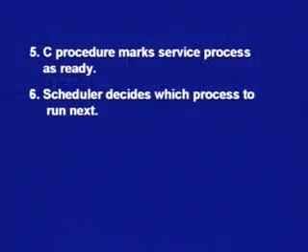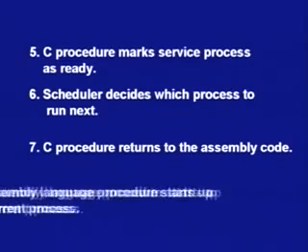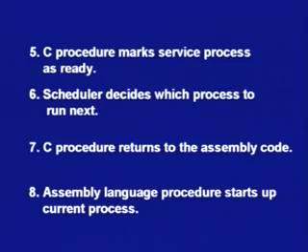Finally, when the process is marked ready, then the scheduler will decide which process is to run. As I said earlier, the scheduler is a system program which picks up one process to run from among the many processes that are ready to run. And when that process is picked up, then the C procedure will return to the assembly language program of that particular process, and the assembly language program will start the current process running. So this is in brief what happens inside the computer, or what is done by the operating system when one process has to interrupt itself because it has to do a disk read.